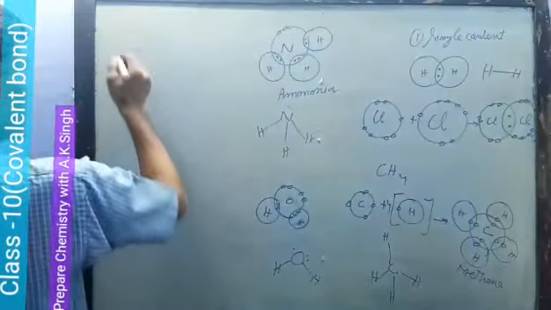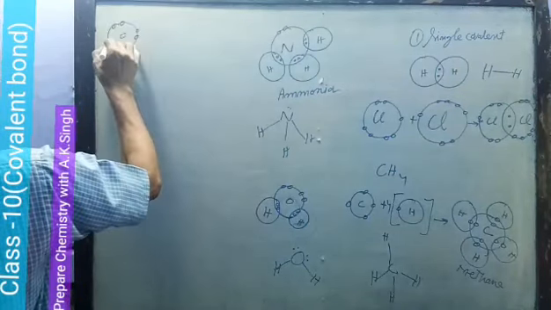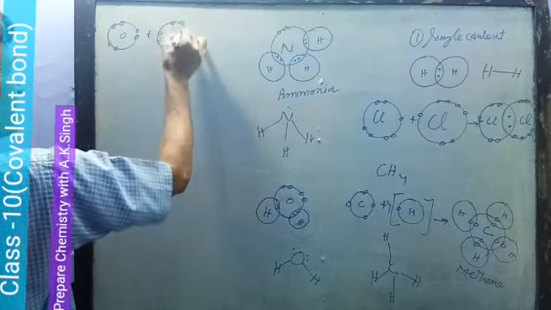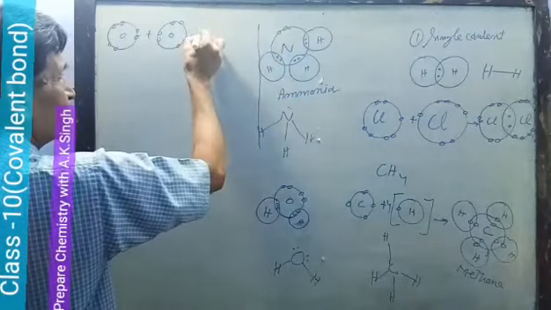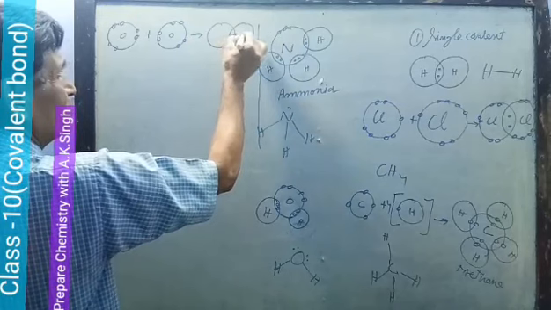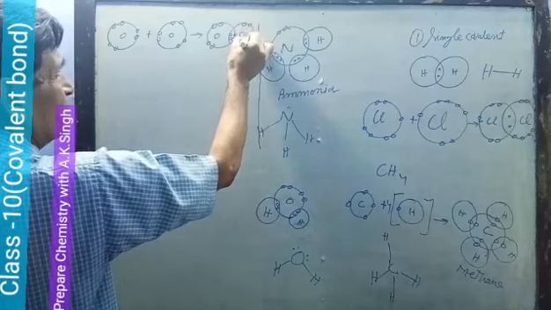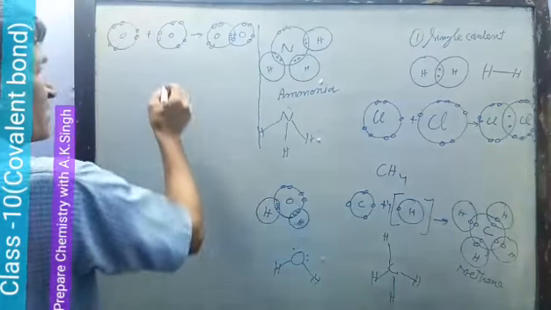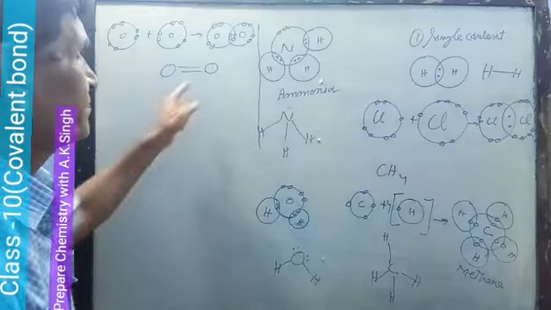Oxygen. One oxygen atom is having 6 electrons in the valence shell. Another oxygen atom is also having 6 electrons in the valence shell. They combine with each other to form oxygen molecule. See here, both the atoms are having octet configuration and are stable. O2 is represented as oxygen double covalent bond, like this.